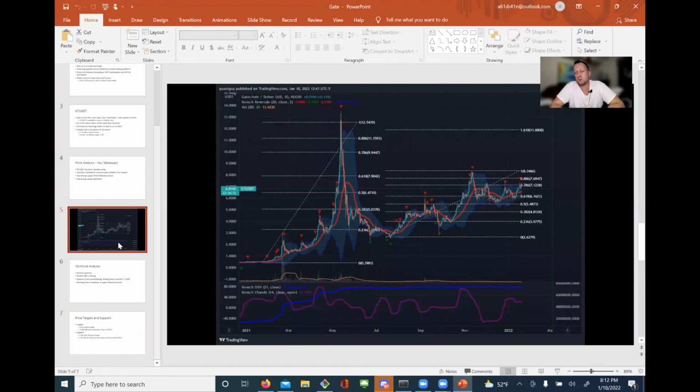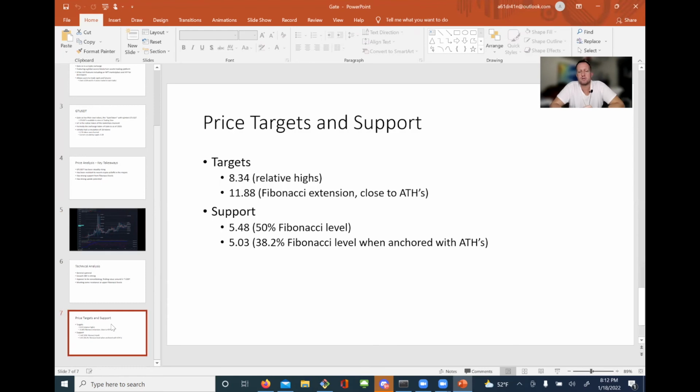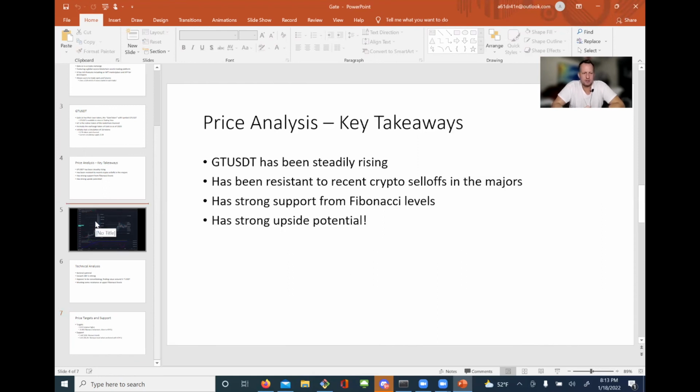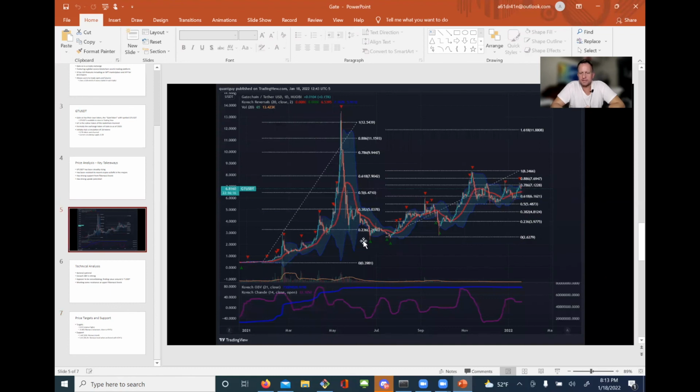Support, if it does retrace, we can take a look at some of the areas where we might find support. A good strong area of support looks to be at about the 50% Fibonacci level. That's about $5.48. The psychological level of $5 is another strong candidate, and that roughly coincides with the 38.2% Fibonacci level when anchoring in all-time highs, right? So it's effectively this level right here. So sorry, this one right here.